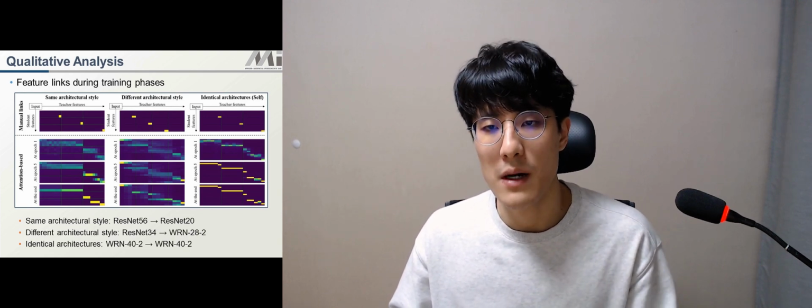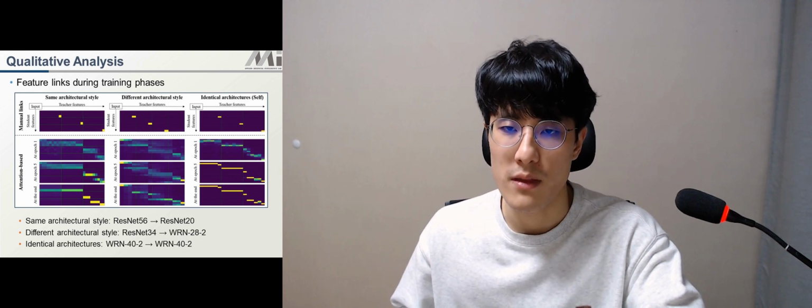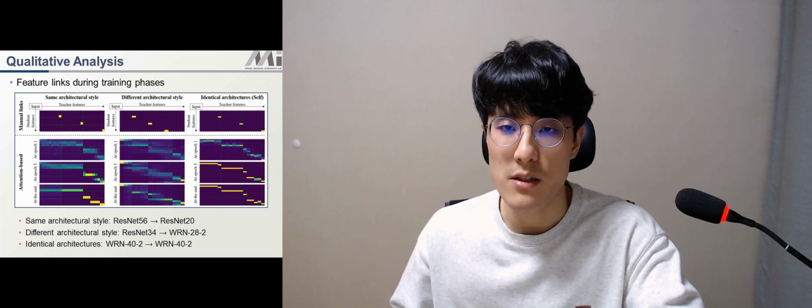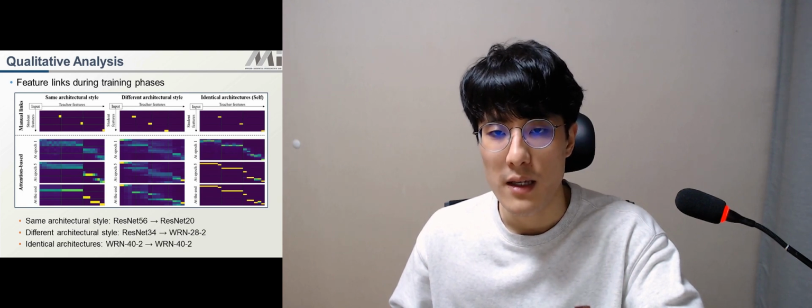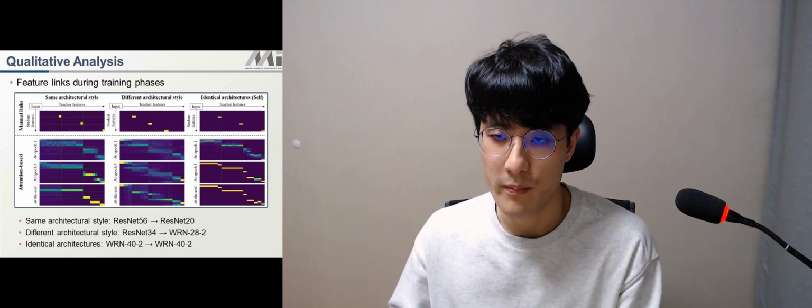Now let me talk about experiment results. First of all, I will start with the result of the qualitative analysis. This figure shows the distillation results for 3 situations. Each figure is the result of trained link.